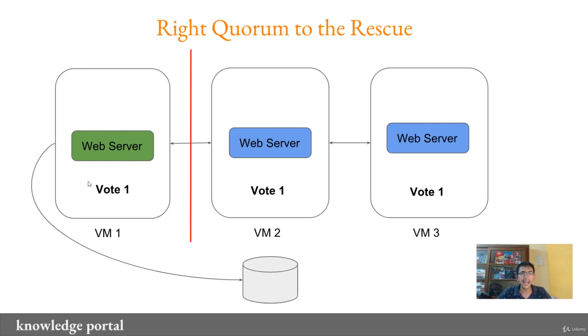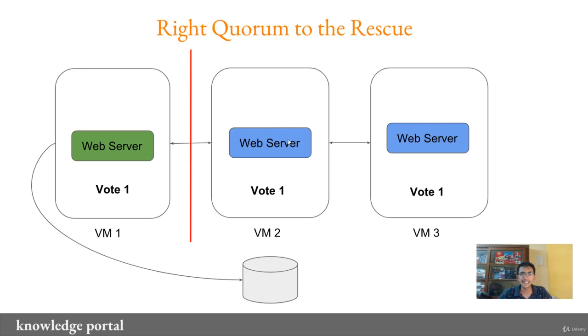So it only has vote 1 and hence it will lose. However, you have the VM2 and VM3's connectivity working perfectly. So both of them have a higher vote, because VM2 has vote 1 and VM3 has vote 1. So in total, both of them have 2 votes.